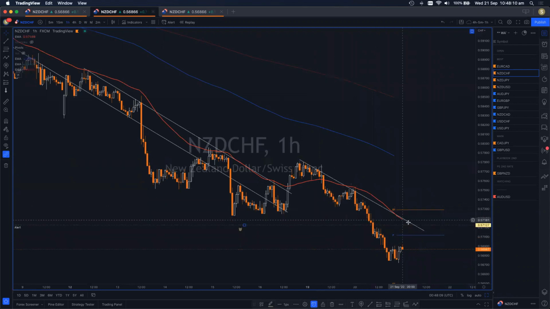So a break of this trend line here, perhaps. Not the best of trend lines, but it's there. Lines up with the hourly 50, which is good. So we get a break of this.